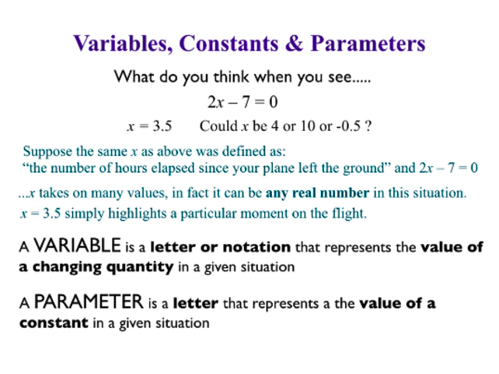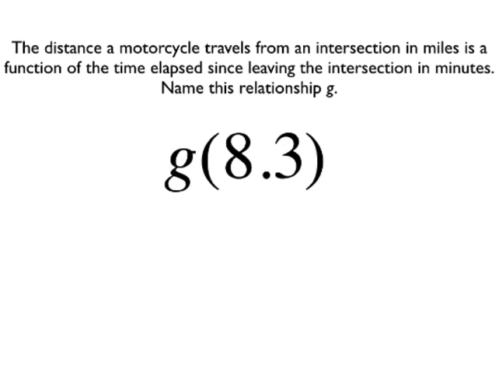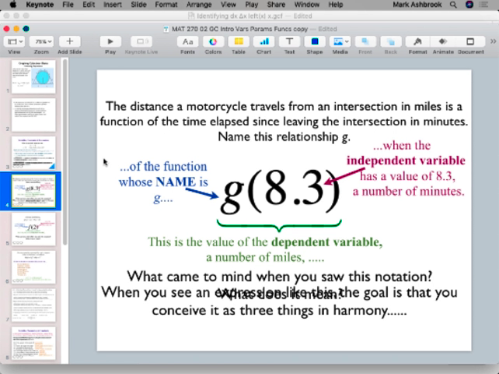Pi, right? Pi is a letter that represents a number that never changes. Pi is always that same value. What's another constant? The acceleration of gravity, right? The acceleration 9.8 meters per second squared. So those are things that never change. Okay. So let's look at this.